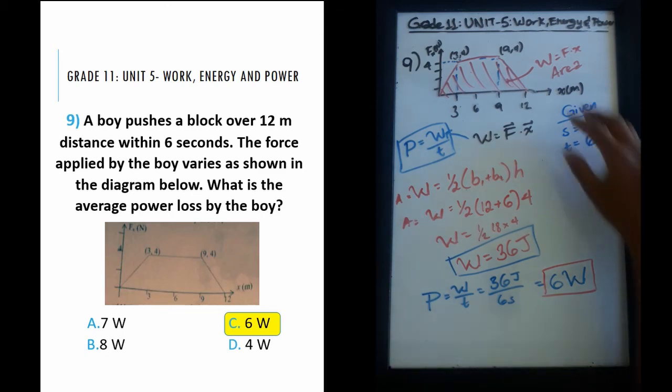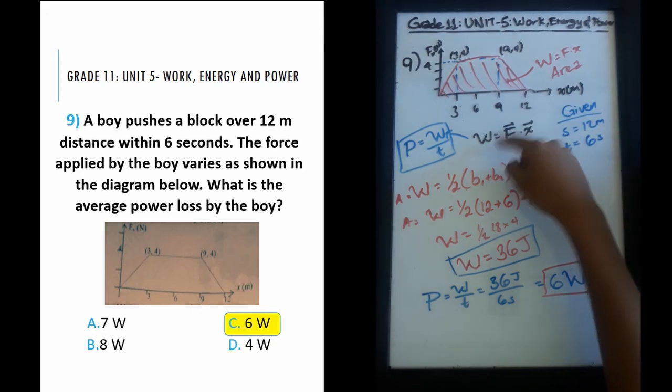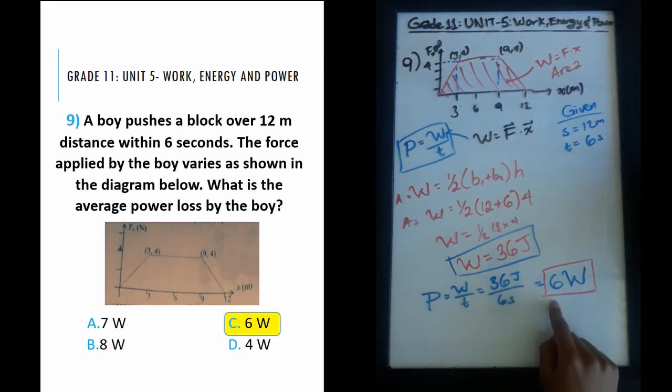So you can see here that even though the graph given is a force versus displacement graph, we were able to find work, and then we were able to find power. And that's it.